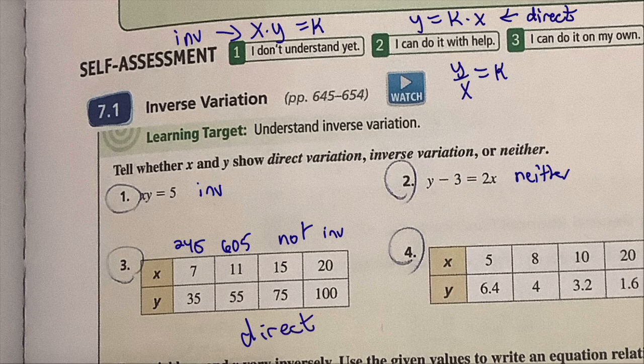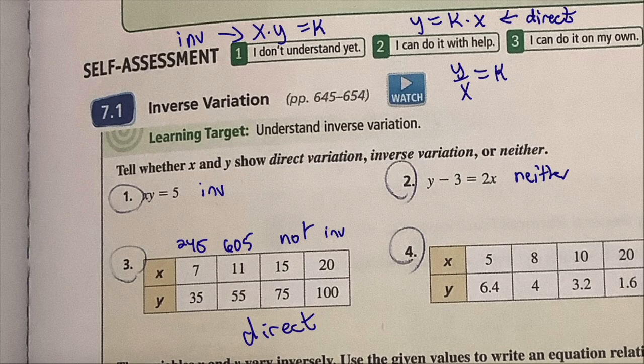Okay. So let's try the same thing for number 4. The first thing we do is multiply each pair. Will they give us an inverse variation? Well, 5 times 6.4 is 32. 8 times 4 is 32. 10 times 3.2 is 32. And 20 times 1.6 is 32. So this is an inverse. So that is how you can tell from either the equation or from a chart.